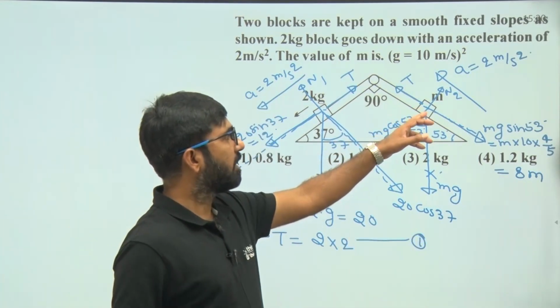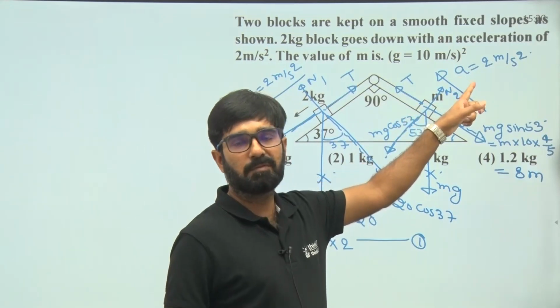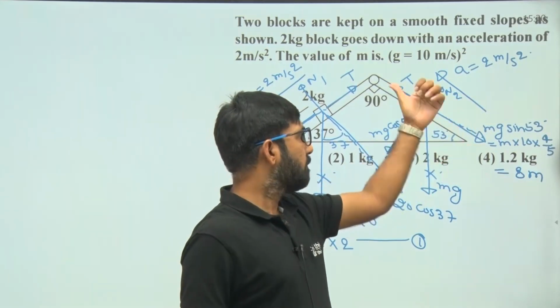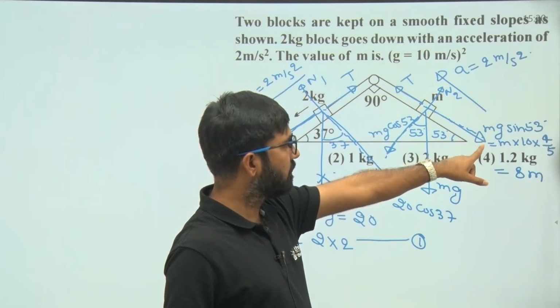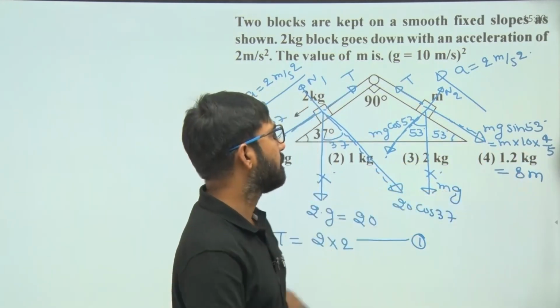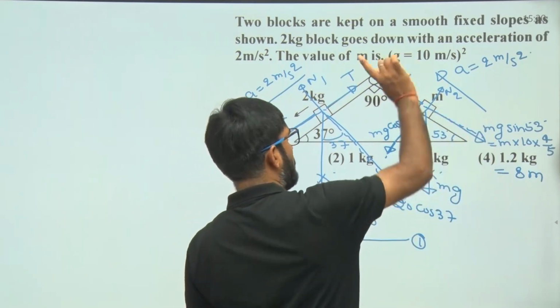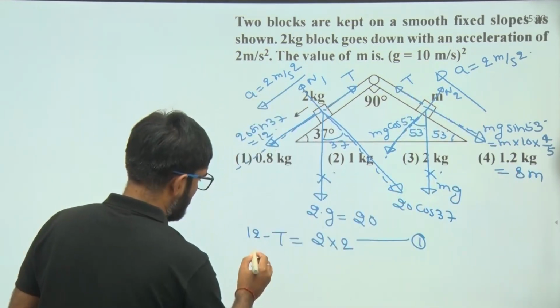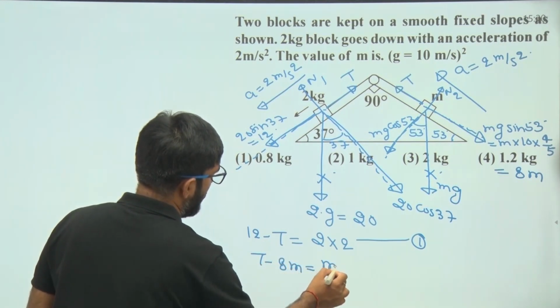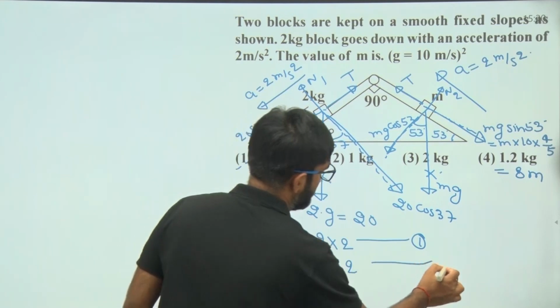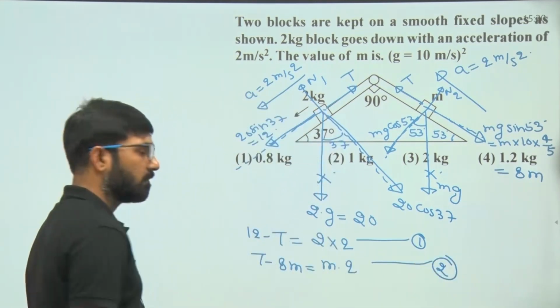For this block, acceleration is up the plane, then net force will be up the plane. Then up the plane net force will be tension minus component of mg, its value is 8m. Then up the plane net force will be T minus 8m. Equation is T minus 8m equal to m into a, value of a is 2. This is equation number 2.